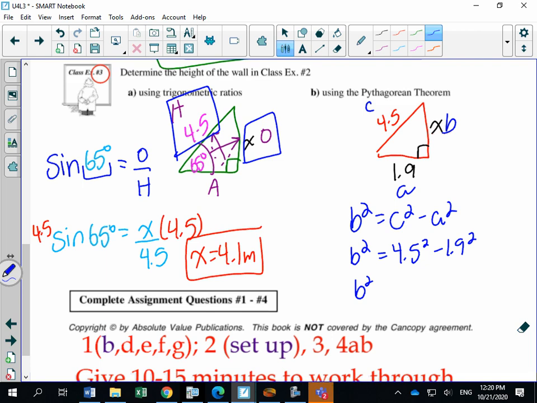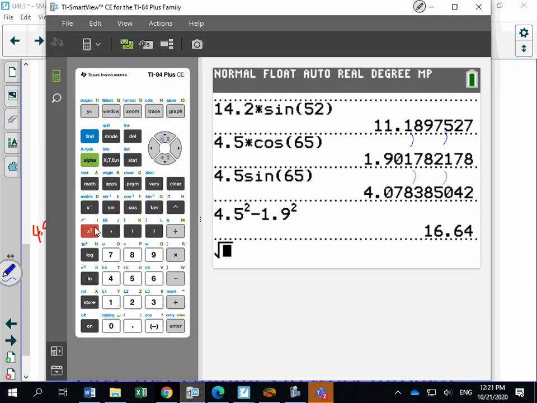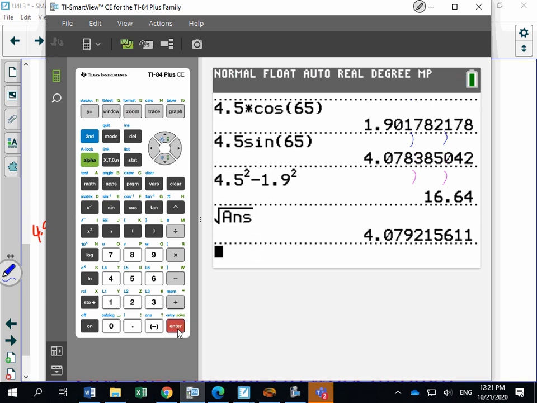$16.64 is B, or sorry, is B squared. B is going to be equal to, let me erase that square, a square root of 16.64, which is 4.1, the exact same answer.